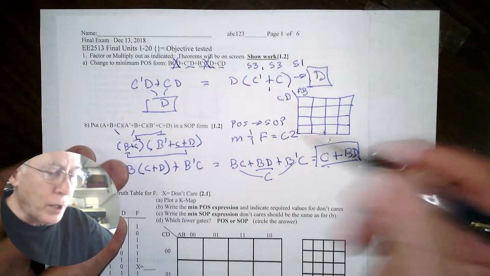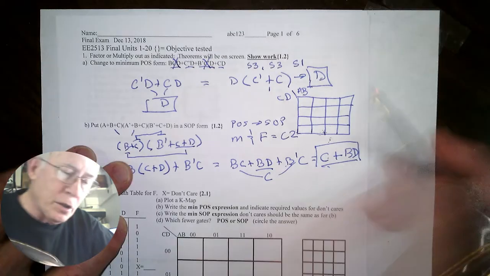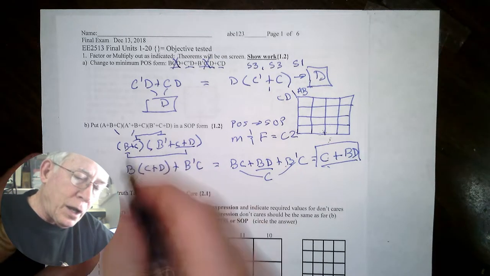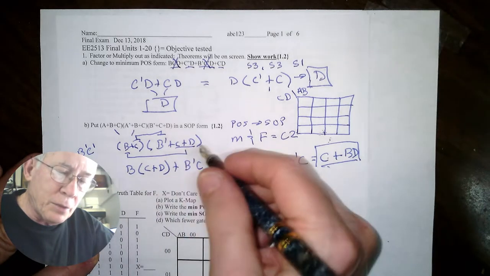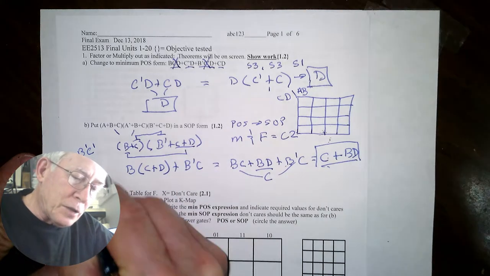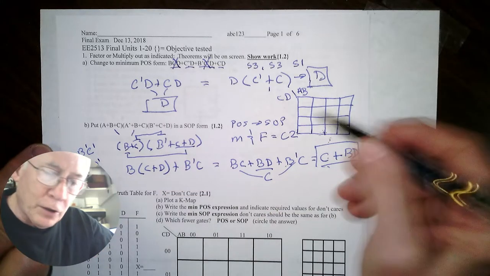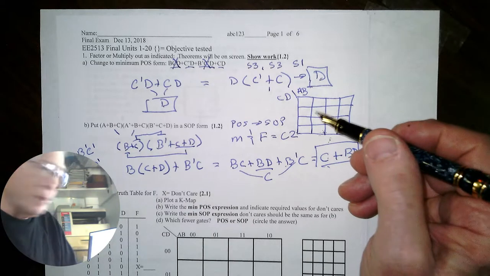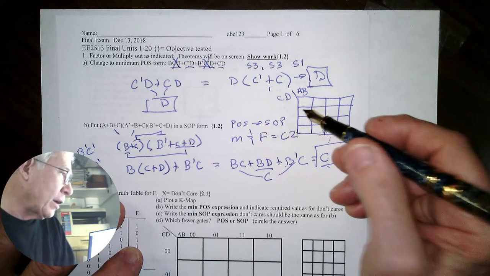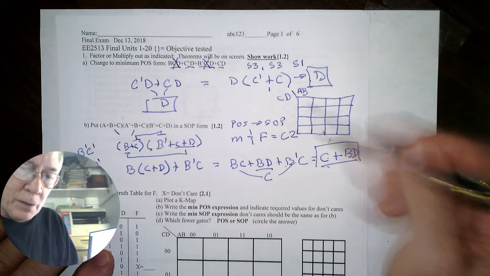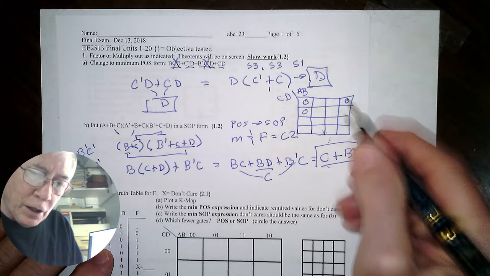Now remember, the way I do this is I invert these, pretend they're ones, but then I plot zeros. So if I invert B plus C, I get B prime C prime. And if I invert B prime plus C plus D, I get B C prime D prime. So if I look at B prime C prime, that's the outside columns and the top two rows. So I'm going to put zeros here, outside columns and the top two rows.